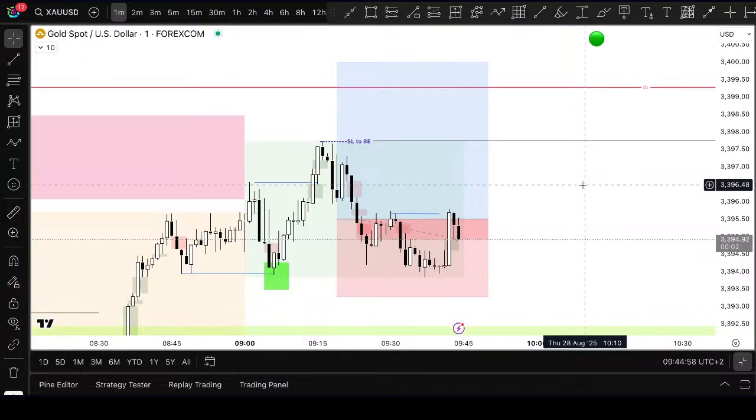Like I said, this could act as an inducement, and boom, we will have a strong movement to the downside if the sellers are in control. Yeah, let's see what happens.